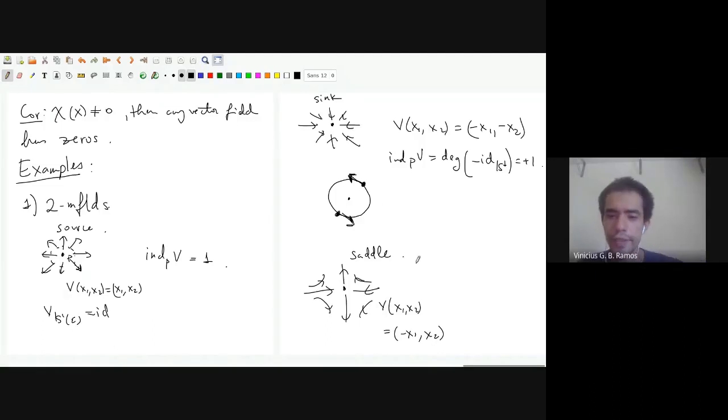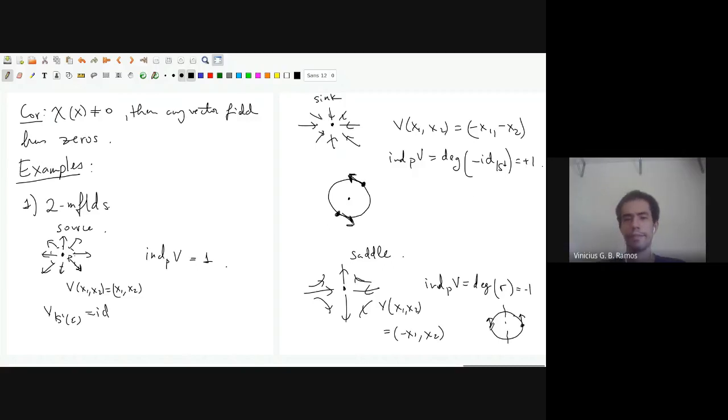Now you can check that the index of this guy is going to be the degree of this map here, the complex conjugate or something like that. I'm going to call this R, for reflection, and the degree of the reflection is minus 1. Okay, why? Well, if my reflection looks like this, then the linearization of the reflection is going to take this vector to this vector.